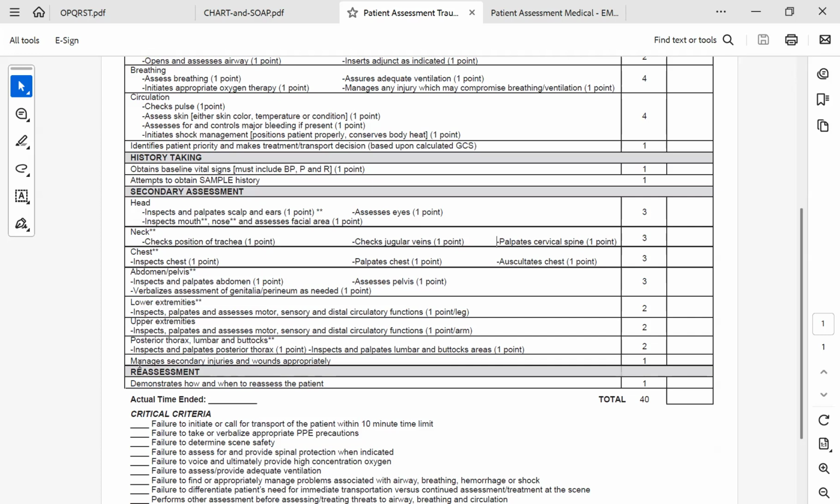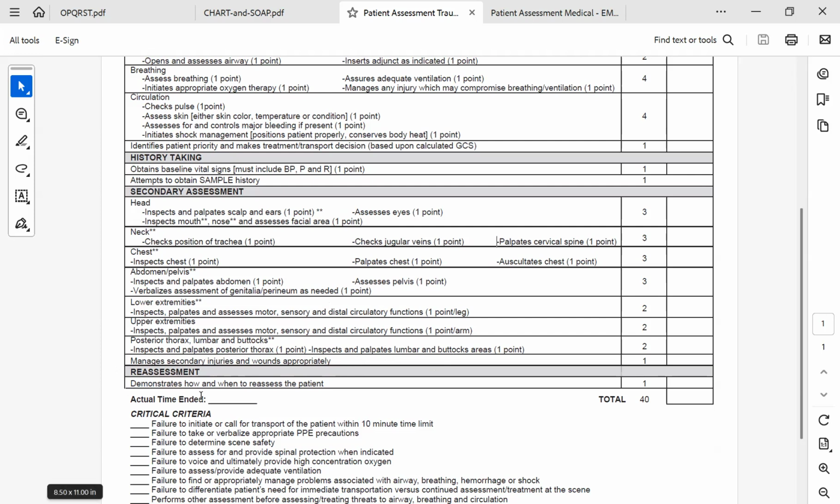And then we're going to manage secondary injuries and wounds as appropriate. So as we work our way through this, if we see something, we can bandage it along the way. And then if we see stuff and we don't bandage it, this is where when we're done with it, we should come back and bandage stuff or fix stuff as we see it.